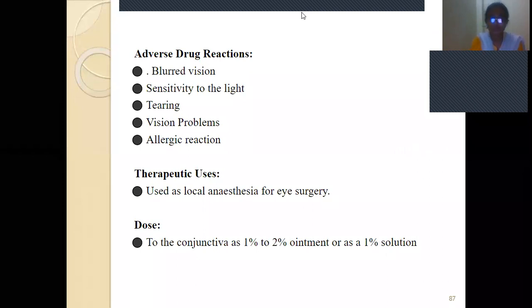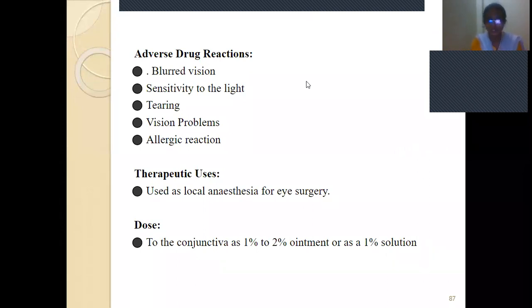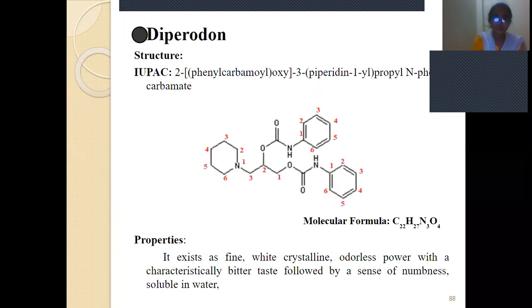Allergic reactions and uses: it is used as a local anesthetic for eye surgery. So the next one is dipirodone. This is the structure, and the IUPAC name is 2-phenyl carbamyl oxy 3-piperidin-1-yl propyl phenyl carbamate. See here, 2-phenyl carbamyl oxy piperidin-1-yl propyl phenyl carbamate.